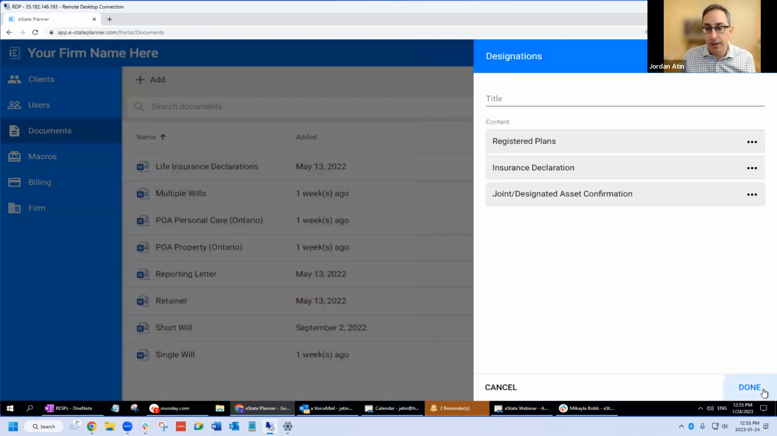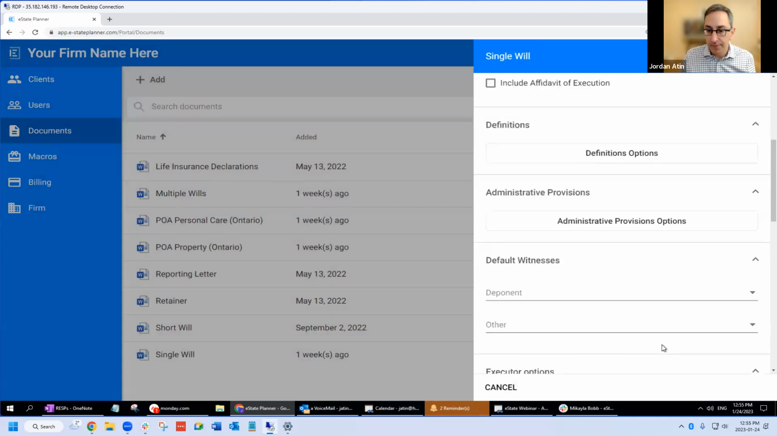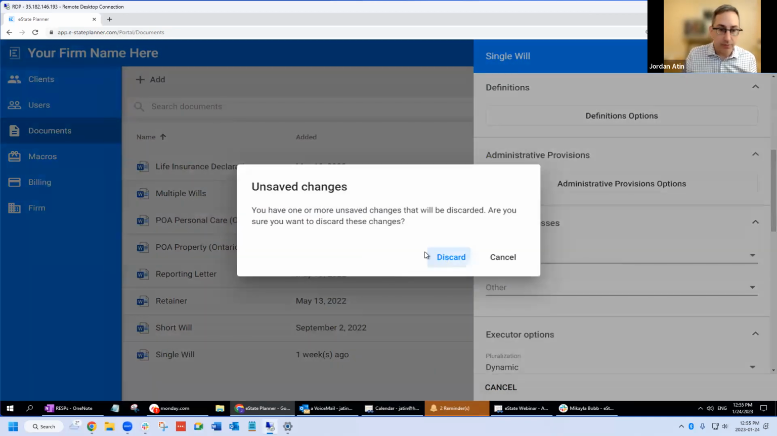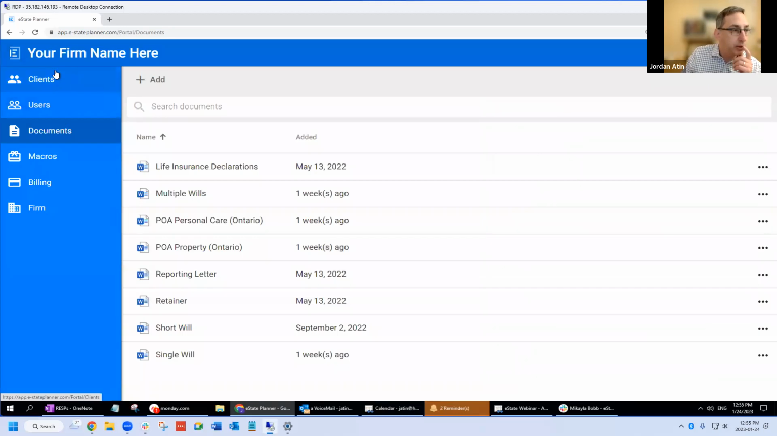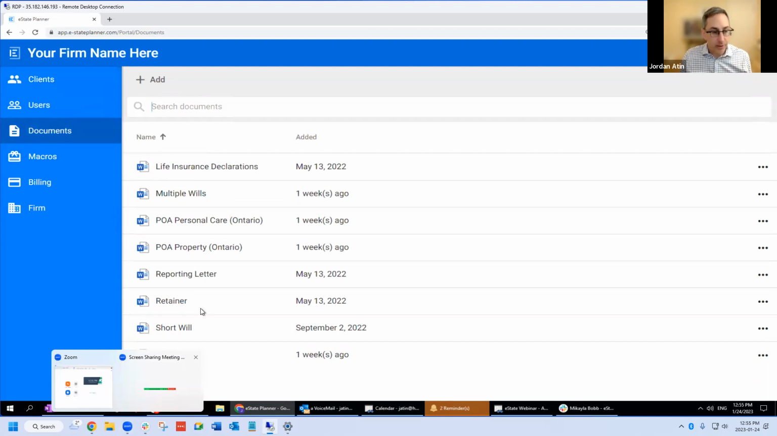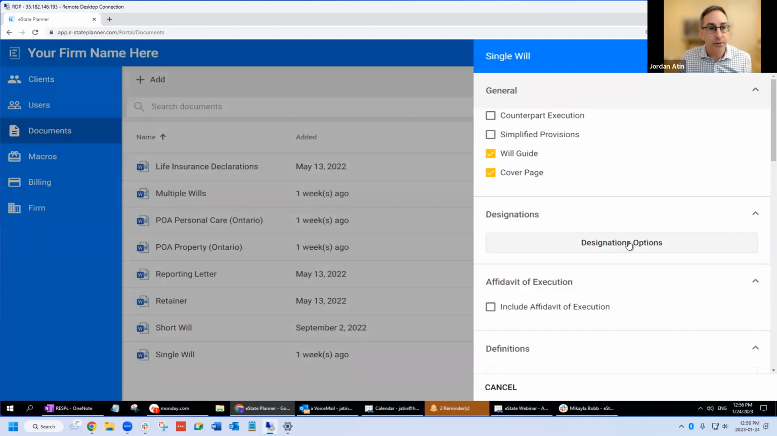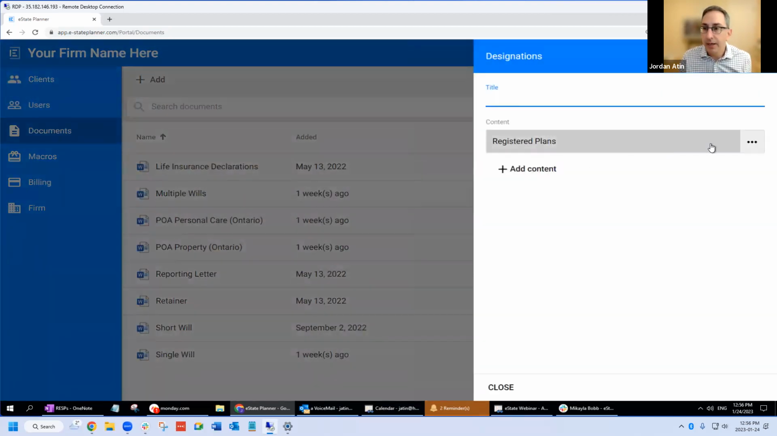And I'll just show you one more time where to find that. So, oops. So here's where to find that. You go to documents, right? If we were on the client page, here's all of our clients. We would go to documents and then pick whatever will you want to customize. Let's say the single will, and then you'll see designation options. Click on that and just figure out which ones you want to include and which ones you don't. So that's what we have there.